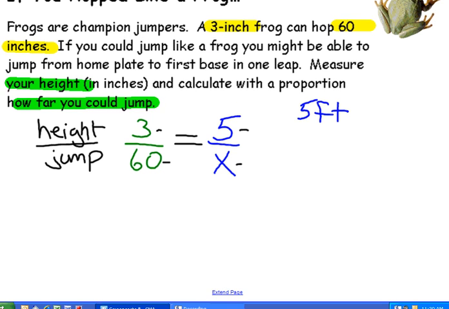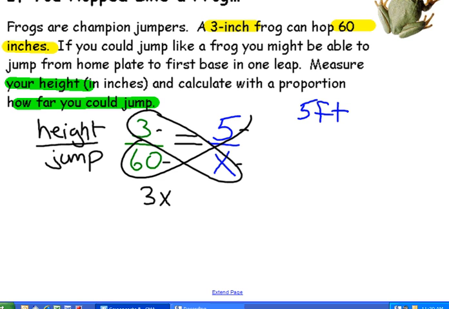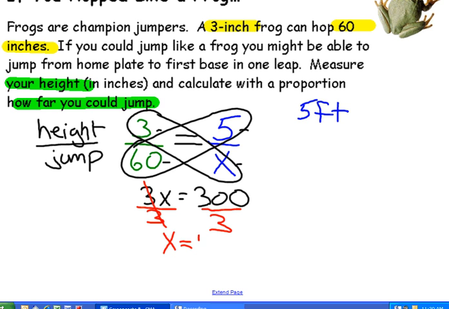To solve this proportion, I'm going to cross multiply. So I'm going to do my cross product. 3 times x is 3x. 60 times 5 is 300. Now I have an algebraic multiplication problem. To solve this, I'm going to divide each side by 3. Cancel out these. x is equivalent to 300 divided by 3, which is 100.